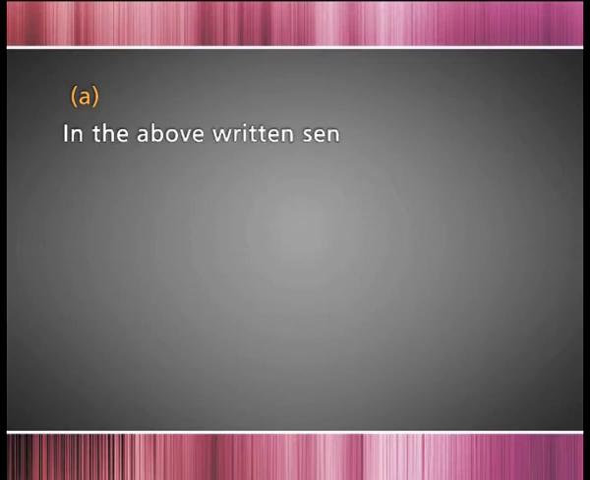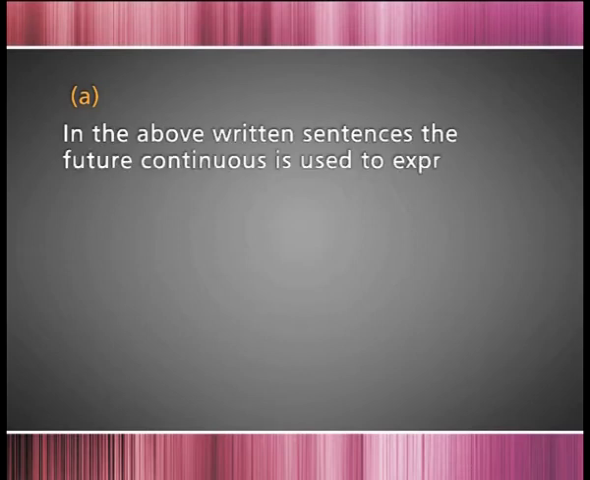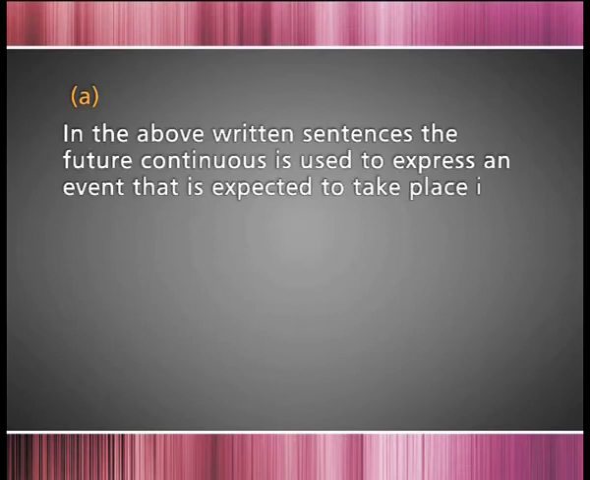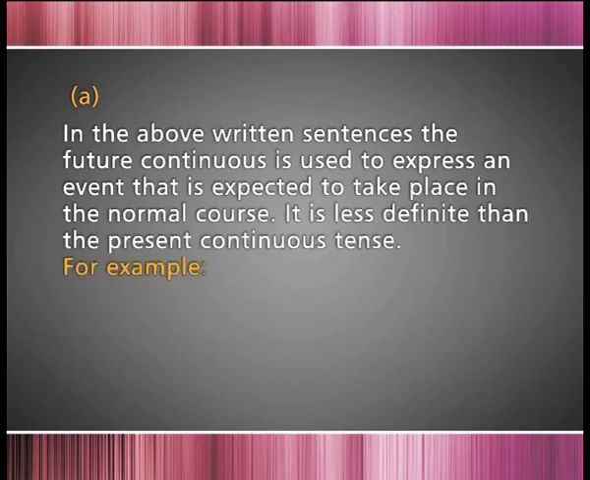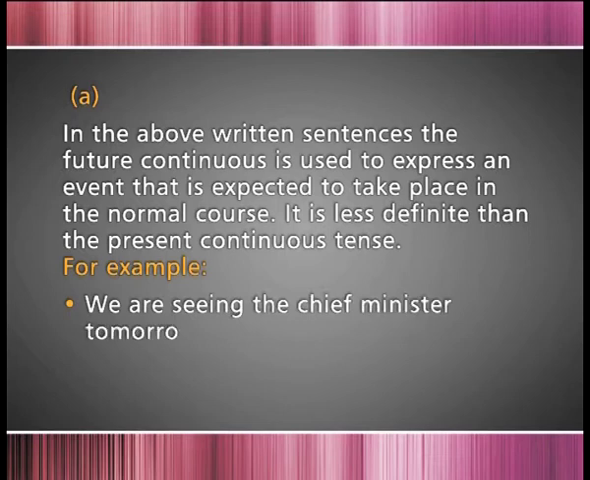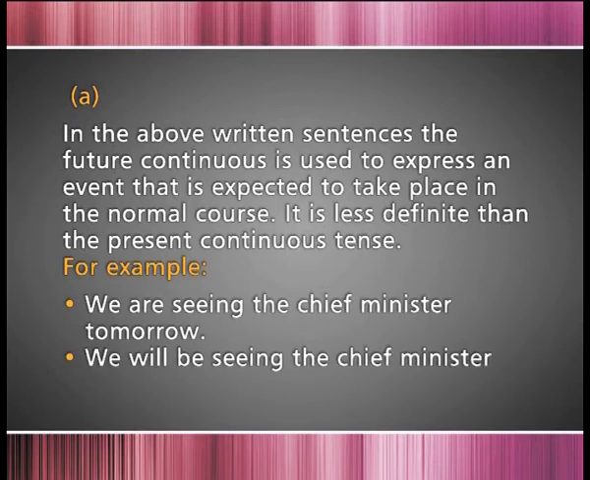A. In the above written sentences, the future continuous is used to express an event that is expected to take place in the normal course. It is less definite than the present continuous tense. For example, we are seeing the Chief Minister tomorrow. We will be seeing the Chief Minister tomorrow.